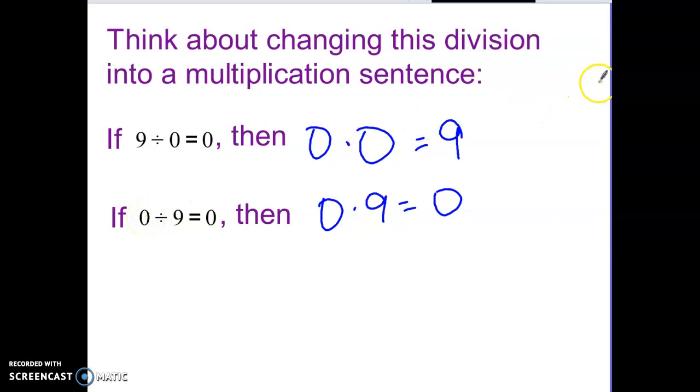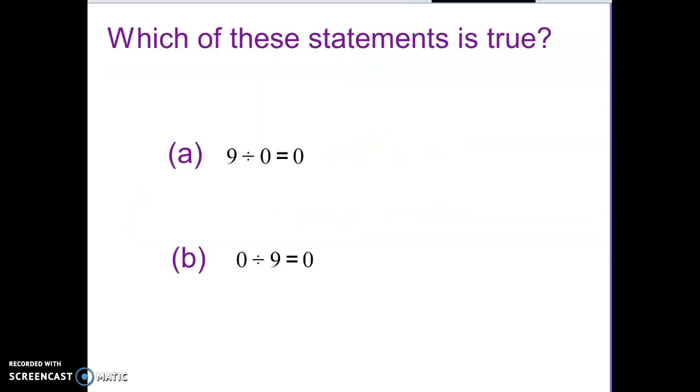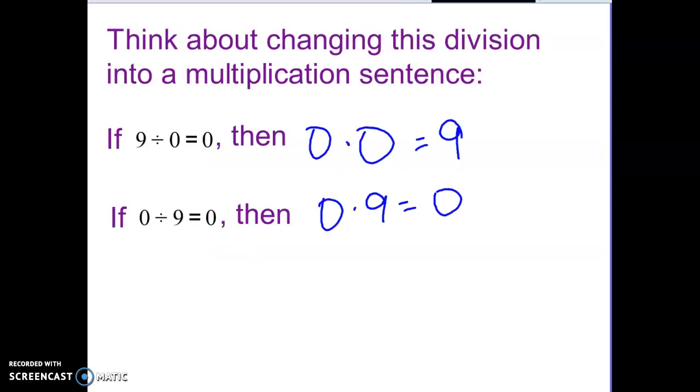Okay, so now looking at those two, go back. Which of these statements is true? Well, because this one is false, 0 times 0 does not equal 9, it means this one had to be false to start with. This one is true, and I know this one to be true. 0 divided by anything other than 0 is 0, but you can never divide by 0. If you divide anything other than 0 by 0, you get undefined.